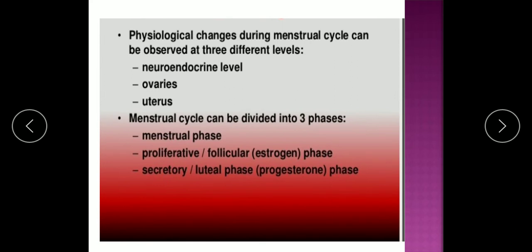Physiological changes during the menstrual cycle can be observed at three different levels: the neuroendocrine level, the ovary level and the uterus level. Previously you studied the physiological changes in the uterus, ovaries and endocrine system. The menstrual cycle can be divided into three phases: the menstrual phase, the follicular phase, and the secretory or luteal phase.